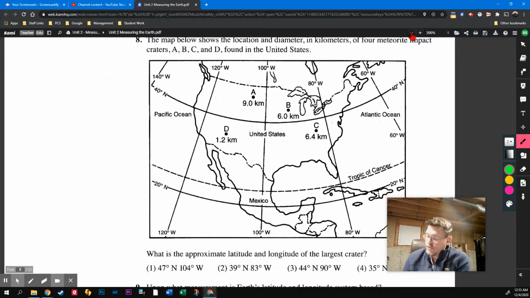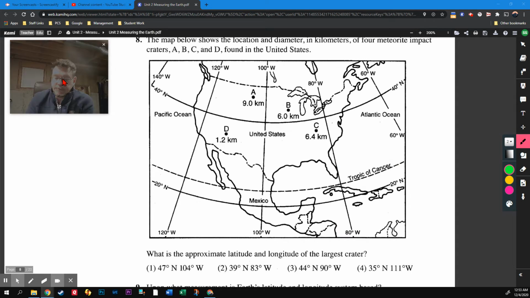All right, so I'm going to move over here, get out of the way. All right, so let's talk about the question. What is the approximate latitude and longitude of the largest crater? Oh, I better read the whole thing.